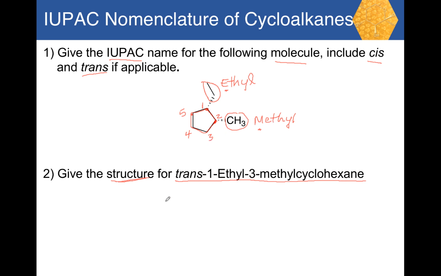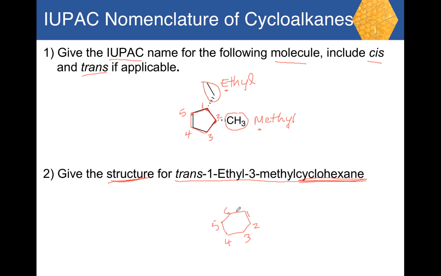Let's look at how we'll solve the structure here. My suggestion for writing the structure is start by looking at the ending, cyclohexane. So you may want to draw here a 6-membered ring. You have a choice here. You can put 1 anywhere. So let's put it here. So this would be 1, 2, 3, 4, 5, and 6.